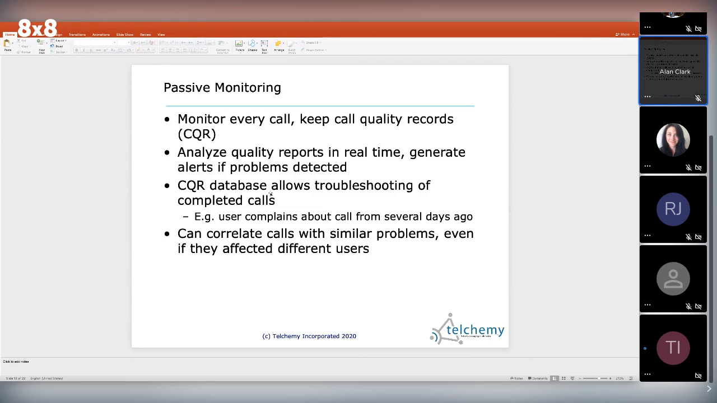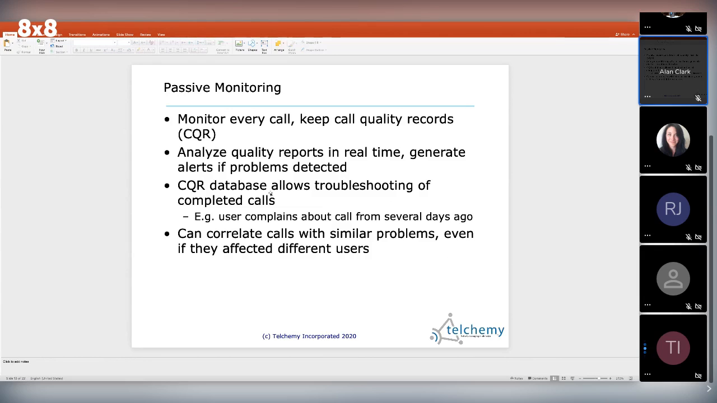But the database of call quality records also allows you to troubleshoot completed calls. Not atypically, if somebody was having a few issues, but nothing really horrible, they may say, oh, by the way, I was calling this other location on Tuesday, and there were some problems. We're having issues getting calls set up. The call quality wasn't very good. Because you have the database of call quality records, you can go back and look at exactly that. You can find the calls that were made at that time between those points, and then you've got good data to start with in trying to understand what the problem is.